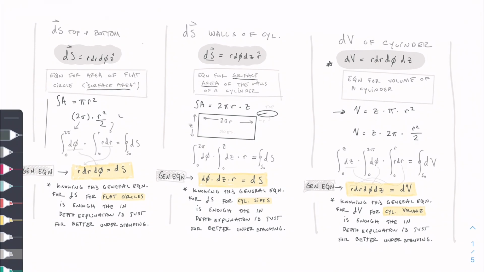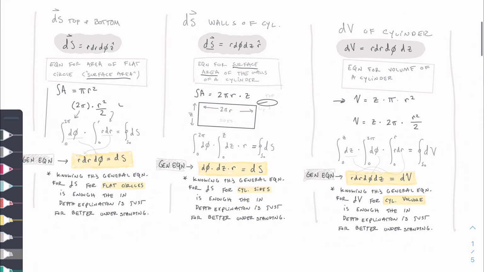Anytime you have a flat circle, you can use the differential surface area for a circle. Anytime you have the wall of a cylinder, you can use a differential surface area for a cylinder. Just pay attention to these vector directions and make sure that they line up with the problem that you're trying to approach. So make sure to check your figure and make sure that that works out. The differential volume you can use anytime you have a cylinder as well.